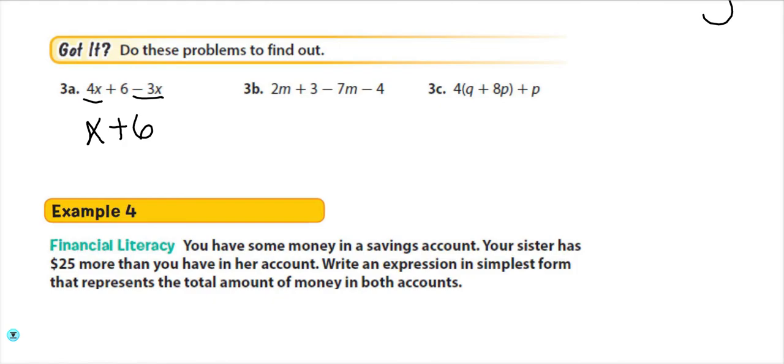Okay, x by itself means 1x. Okay, so 3b is 2m plus 3 minus 7m minus 4. We have a 2, and then we have a negative 7. So 2 and negative 7, that's going to make negative 5m. And then I have 3 and negative 4. So 3 and negative 4 would be negative 1. So it should be negative 5m minus 1.